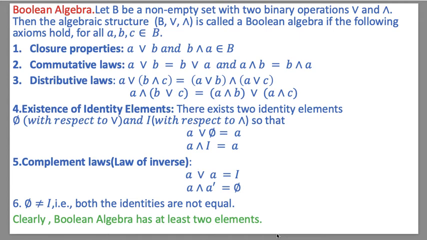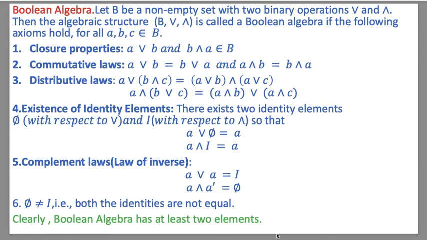Suppose B is any set of numbers or sets or objects or statements or switches, and in B two binary operations, union and intersection, or join or meet, or plus, meaning addition and multiplication, are defined. Then the algebraic structure B with union and intersection, or B with join and meet, or B together with addition and multiplication, is called a Boolean algebra if it obeys certain laws.